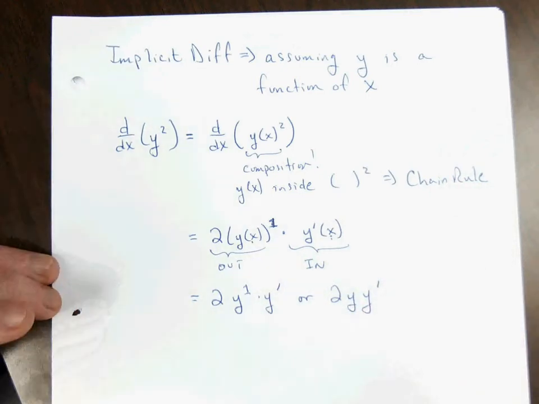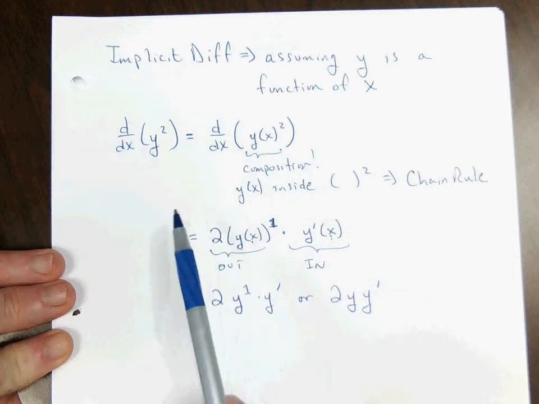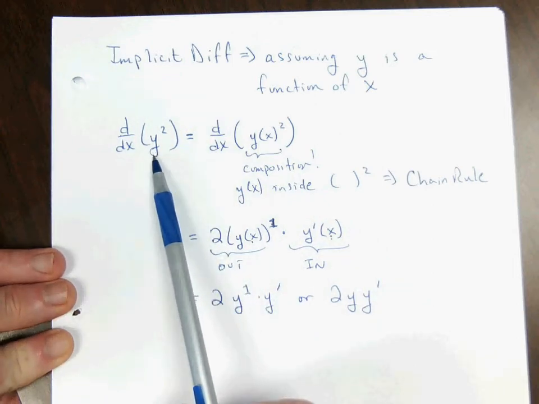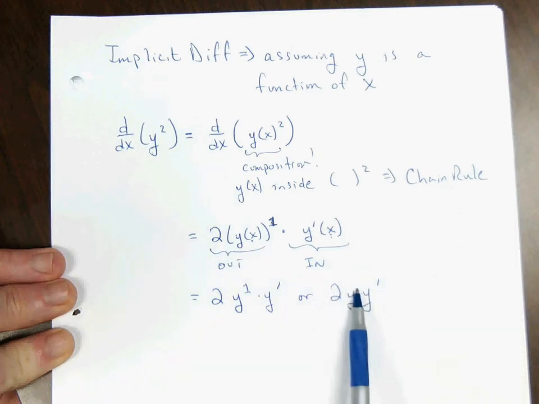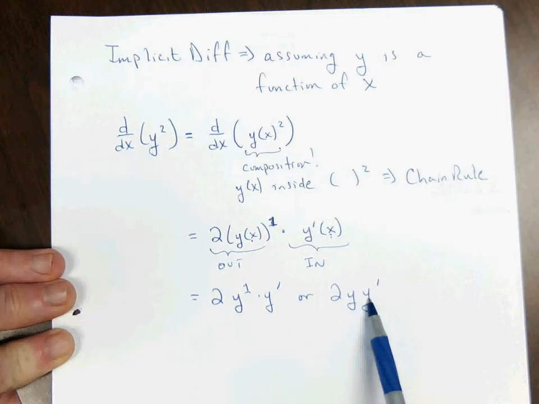Now, the key thing is, I illustrated this in class, so the key concept is if you're assuming y is a function of x, you just take this derivative normally, that's the 2y part, and then you just multiply times y prime, and that's the derivative of the inside part.